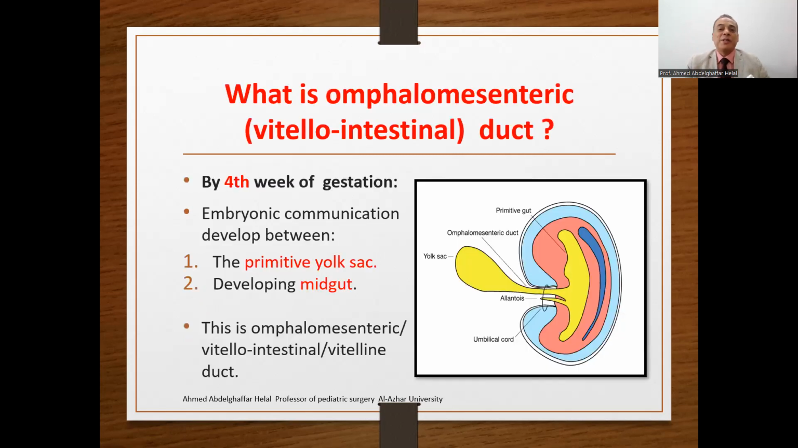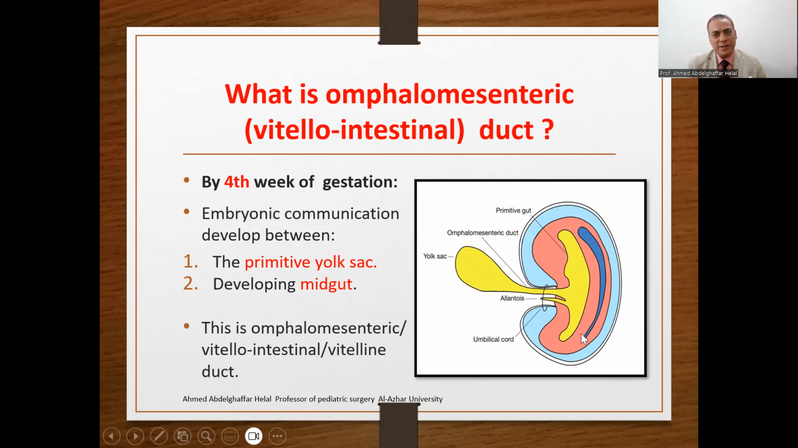Number one, the first question is, what is the omphalomesenteric or vitellointestinal duct? During the fourth week of gestation, there is a communication between the primitive yolk sac and the developing midgut. This communication is called the omphalomesenteric or vitellointestinal, or sometimes vitelline duct. It's very important. This communication allows for the development of the midgut by the pressure in the yolk sac until the opening of the oropharyngeal and cloacal membranes.